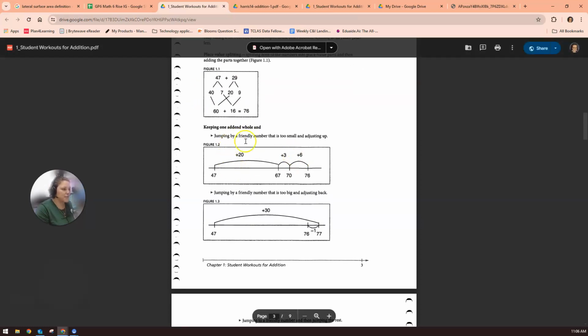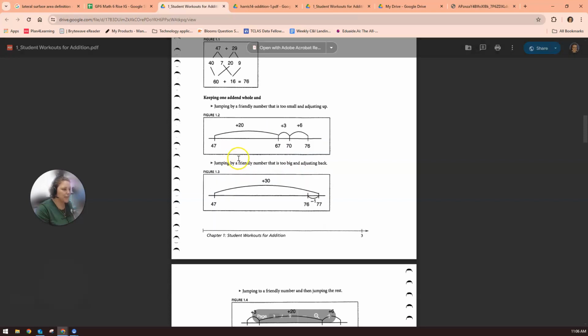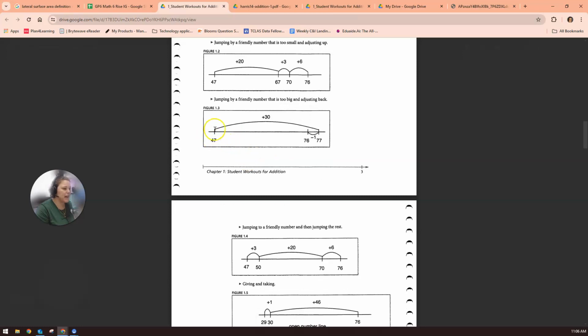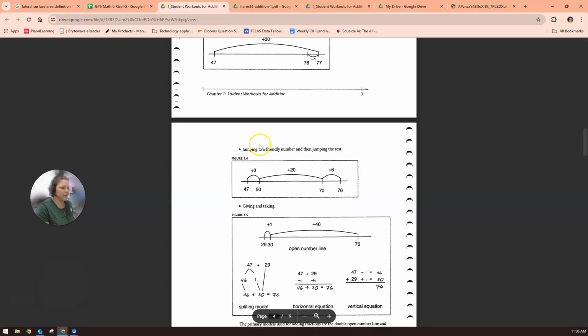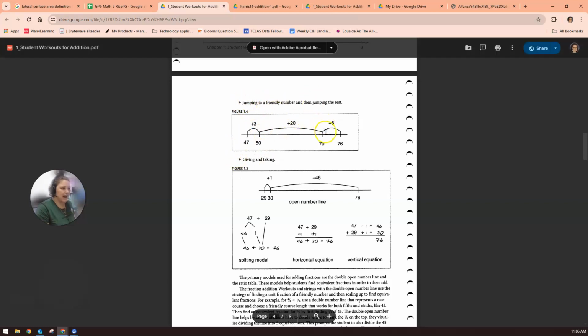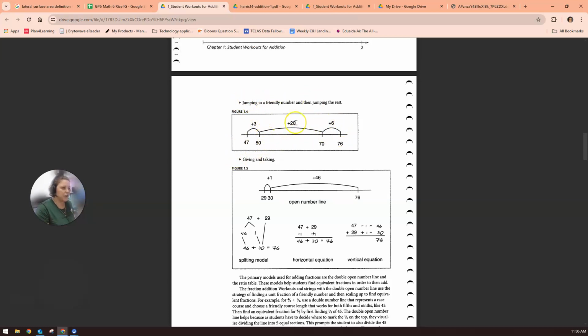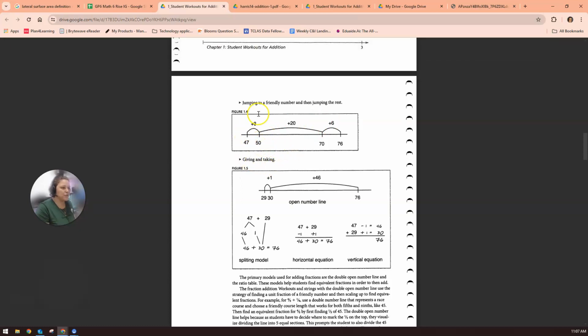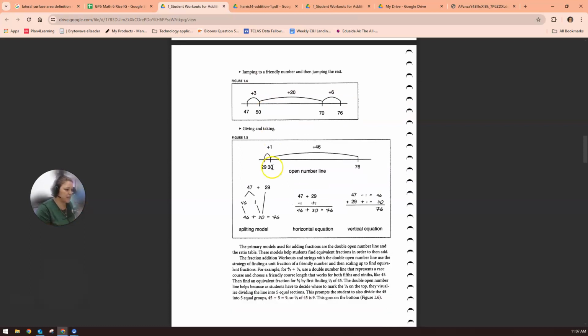I call this one adding a friendly number, or jumping by a friendly number. And when you add too much of a friendly number, I call that the over method, and you'll see that written in here often as well. And then this is where you're just adding a friendly number, and it's called giving and taking, where you give to a smaller number to get to that larger one.